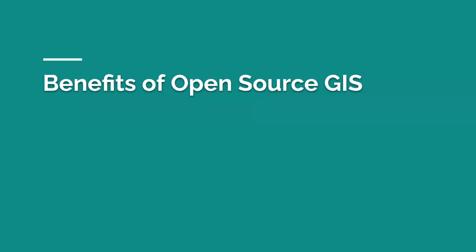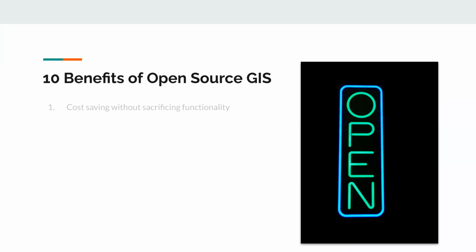All right, so let's get started with the fun. What are the benefits of open source GIS? Well, the first one that most people mention is the cost saving without sacrificing functionality. This is something that I always promote. I say, yes, you're going to save money in terms of licensing, but you're not going to sacrifice anything functionally, right? You're still going to be able to do all the things that you used to do, but you might use different tools for it. You might press a different button, but the result will be identical.